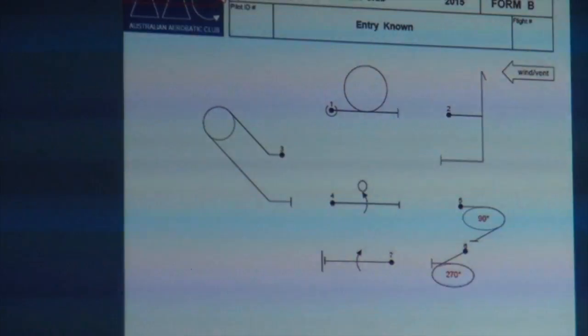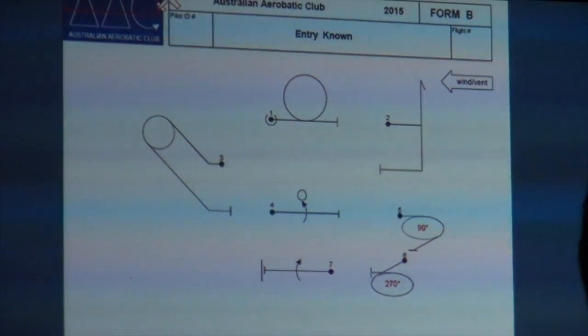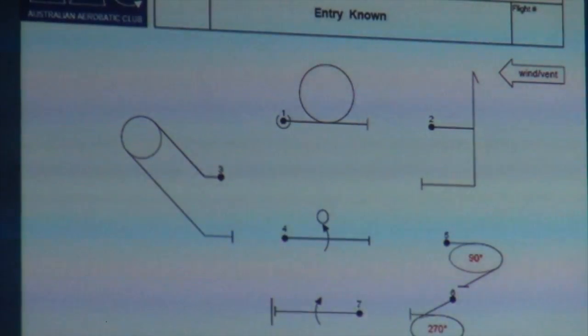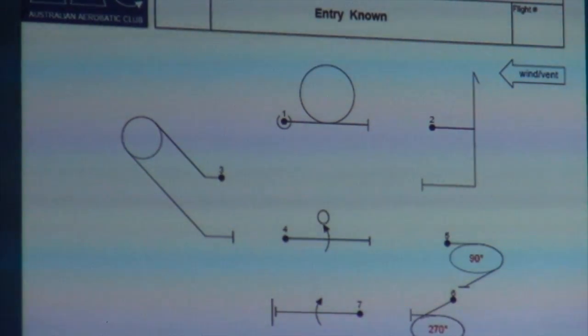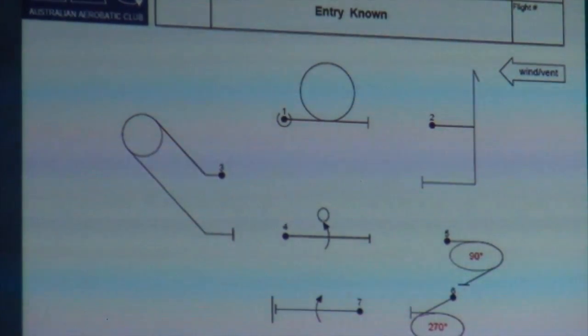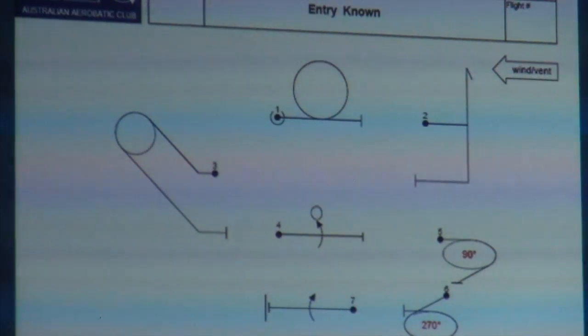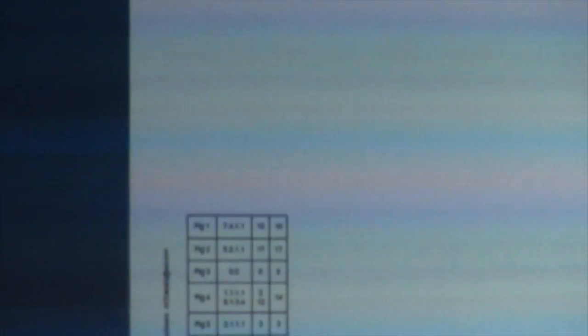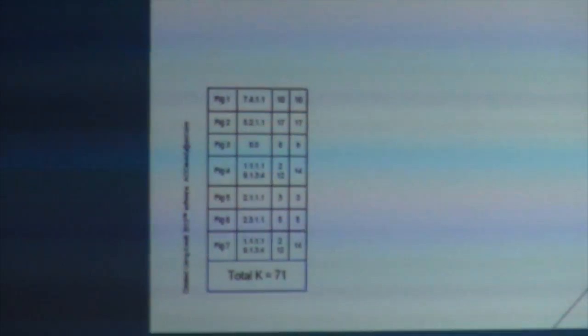So in the entry sequence, what you would be doing if you competed in this class is a loop. Maneuver number 2 is a stall turn, followed by a wing over, a barrel roll, and then a 90-degree turn, a 270-degree turn, and then the last maneuver, number 7, is an aileron roll. You see at the bottom there's a total K factor of 71. Each maneuver gets given a difficulty factor. As it becomes more complex, it has a higher K factor, and those numbers then get multiplied out by the judges' scores, and that's how you ultimately get your final score in a competition.